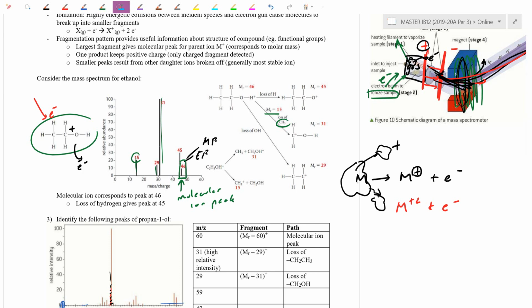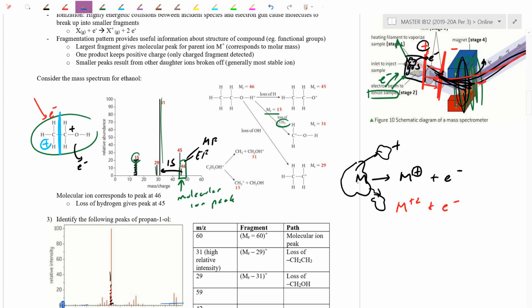So I look at this one here. If I manage to chop off this left-hand side, this side is positive. That's what's explaining my 15 peak here. The height of the peak tells me how much of that methyl peak we got. So you can look at the peak number by itself, or you can look for the difference. The molar mass was 46. The difference between 46 and 31 is also 15.